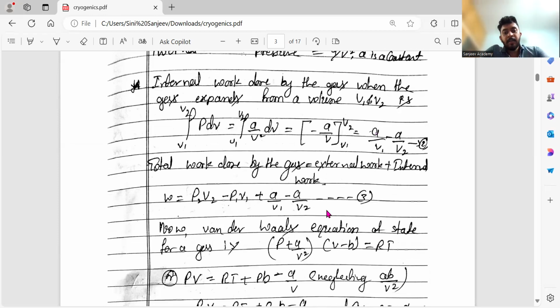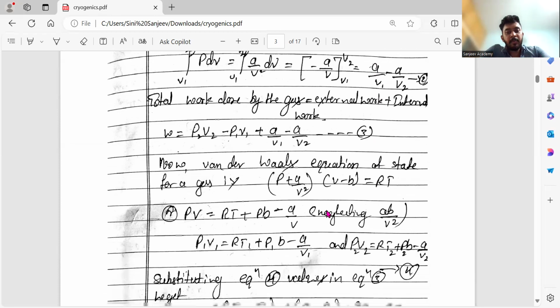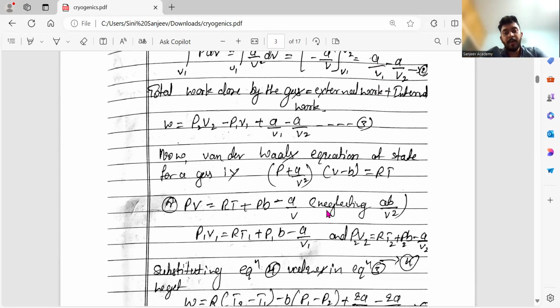Now, I told you to remember PV is equal to nRT. Correct? I think a lot of people cannot mug up this equation: P plus A by V square into V minus B is equal to RT. This is the van der Waals equation. It's good if you are able to remember it. Then we get PV is equal to RT plus PB minus A by V. So we have two pressures and two volumes, that is P1, P2 and V1, V2. For P1 V1 it is RT1, for P2 V2 it is RT2. That's the only difference.